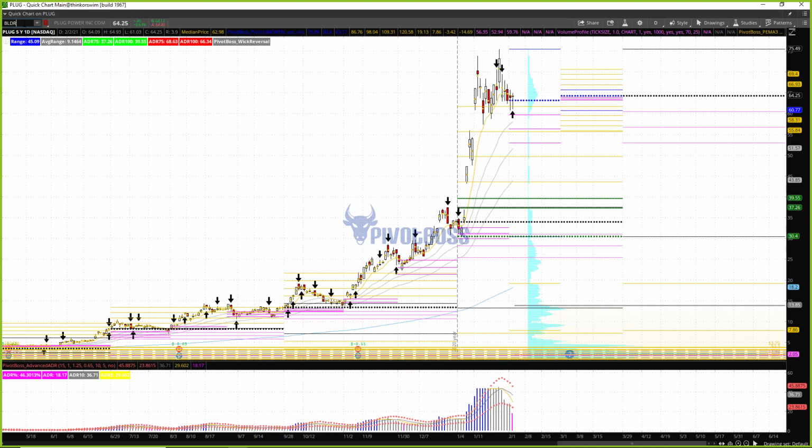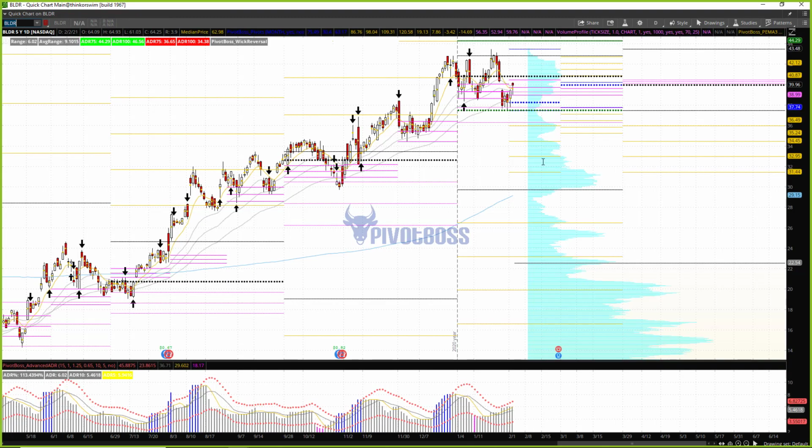Another one we had last month was BLDR. It didn't really explode too much. I mean, it got up there to the high and kind of failed. But now this lower boundary right here may be coming into play this time around.